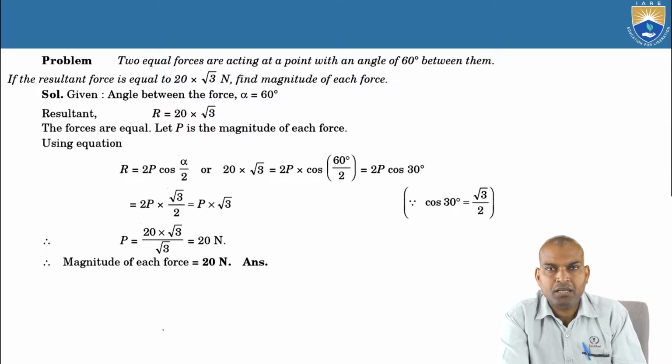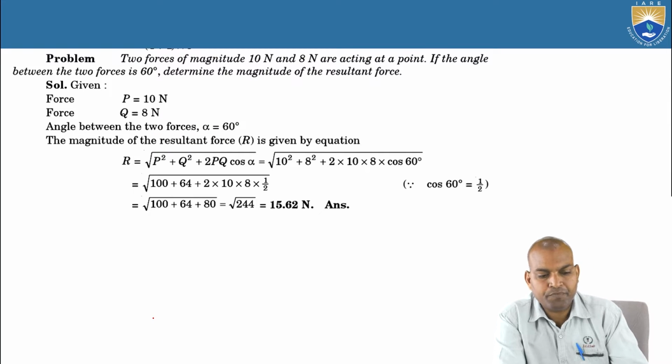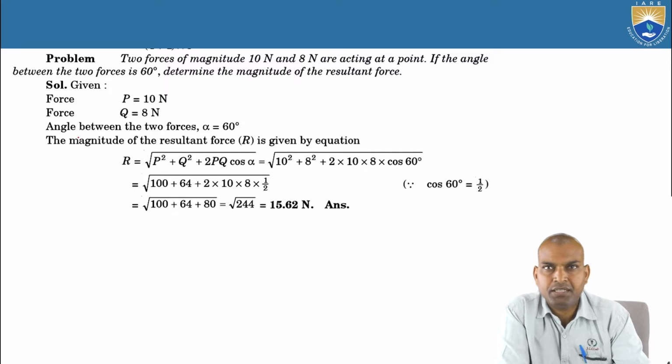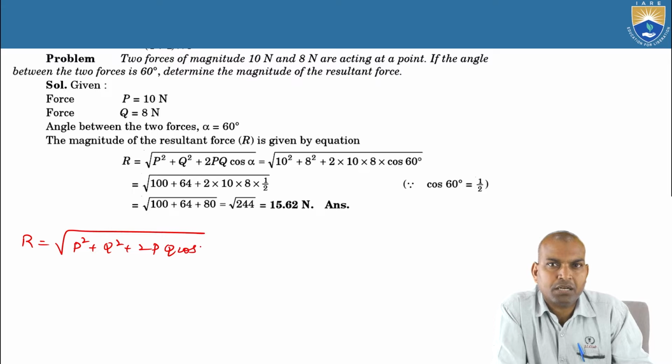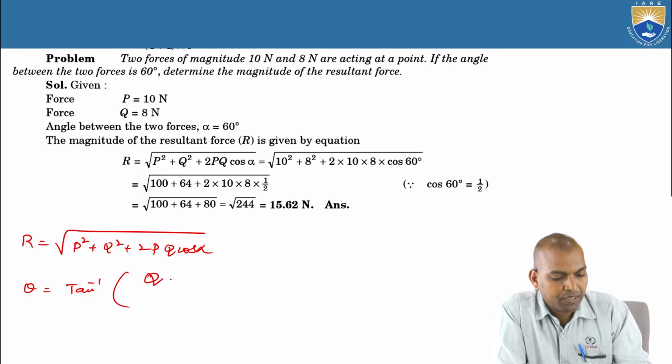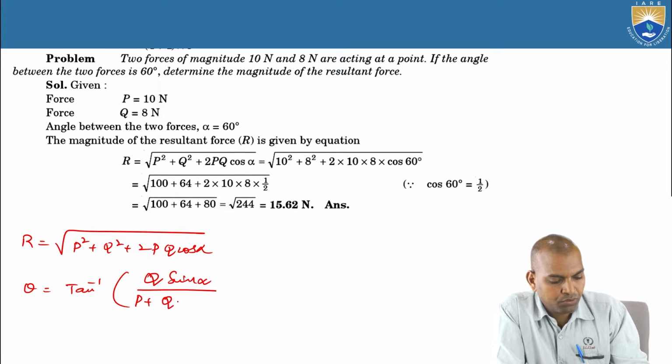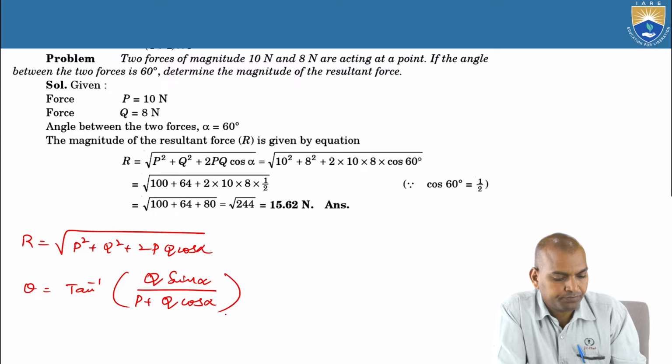Now let us begin with a problem that is a direct problem here. So simple. If you remember the formula, R equals the square root of P square plus Q square plus 2PQ cos alpha, and one more, theta equals the direction, tan inverse of Q times sin alpha by P plus Q cos alpha.